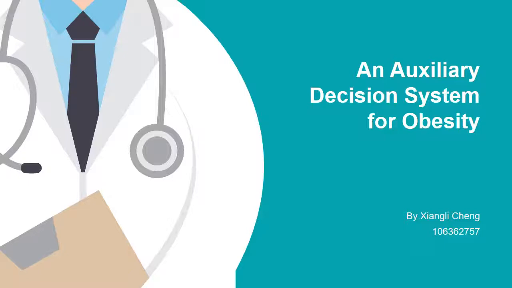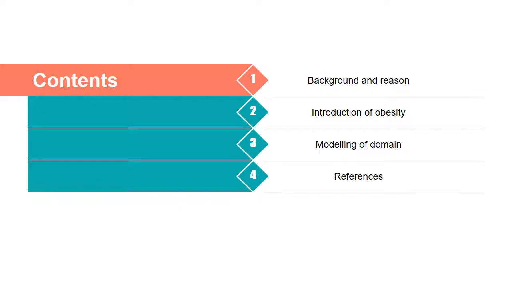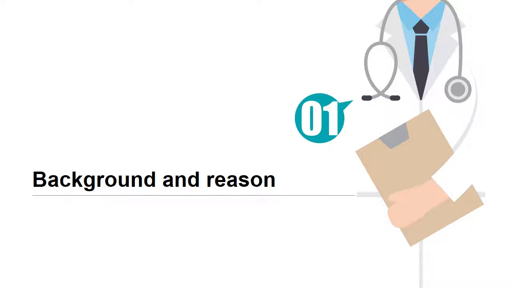In this presentation, I want to show you the model about an auxiliary decision system for obesity. This presentation includes four parts. First part is about the background of obesity and the reason I chose this domain. In the second part, I will introduce some basic information about obesity. The third part is the main section, the modeling of domain. At last, I list the references of this assignment. Let's start with background and reason.